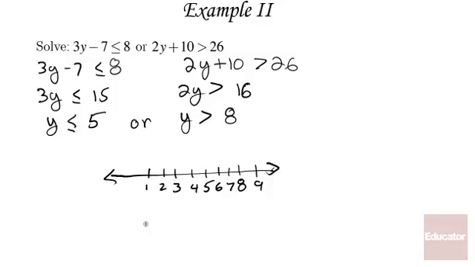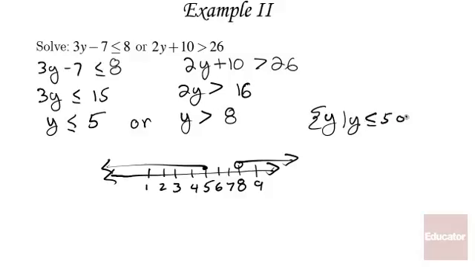So here I have y is less than or equal to 5. And here I have y is greater than 8. So all of this is included and all of this is part of the solution set. It could also be written as y is less than or equal to 5 or y is greater than 8.